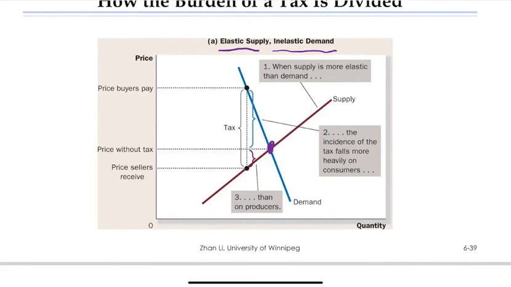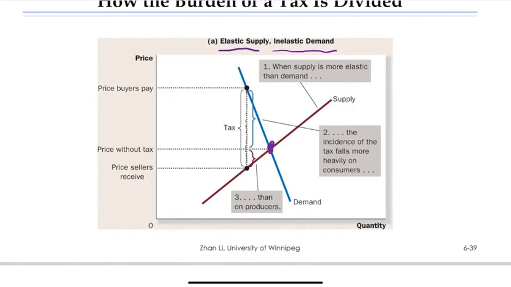And now let's see what happens if we impose a tax. Remember that tax creates a wedge between the price buyers pay and the price sellers receive. And the size or the length of the wedge is the size of the tax. So here you can see that we're exactly doing this. That is, we're drawing out this wedge, right?